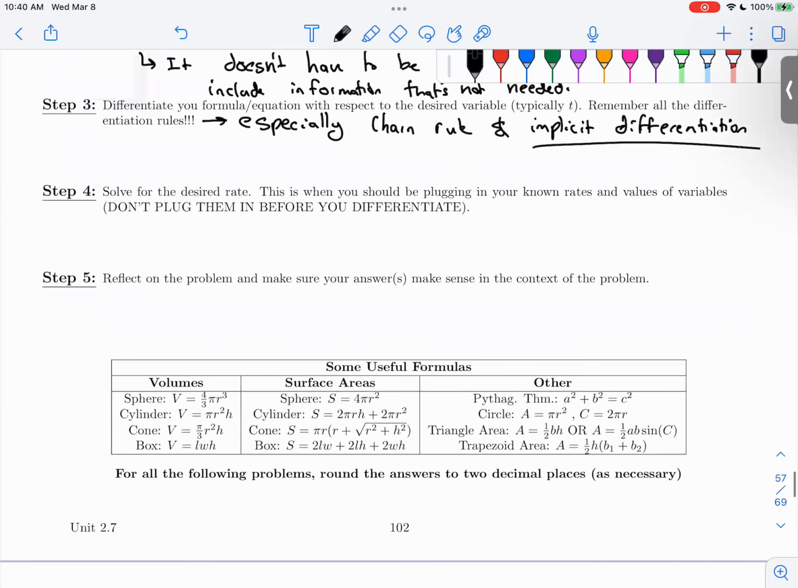So here are some useful formulas for volumes. Sphere, 4/3 pi r squared. Cylinder, pi r squared h. Cone, pi over 3 r squared h. Box, length times width times height. Surface areas.